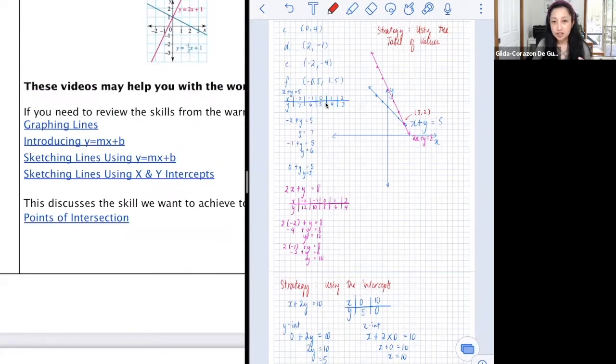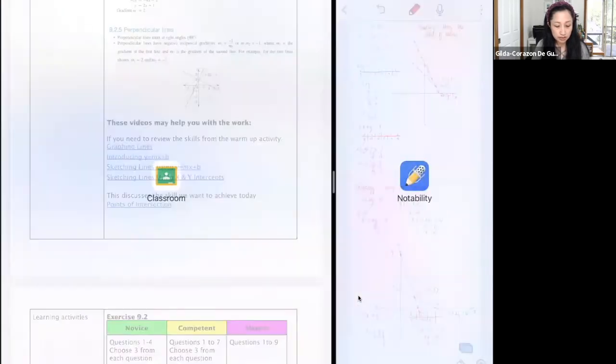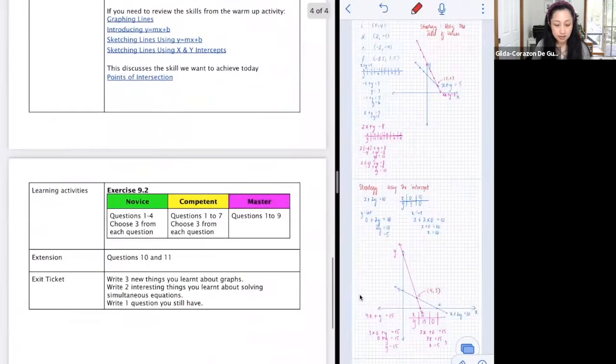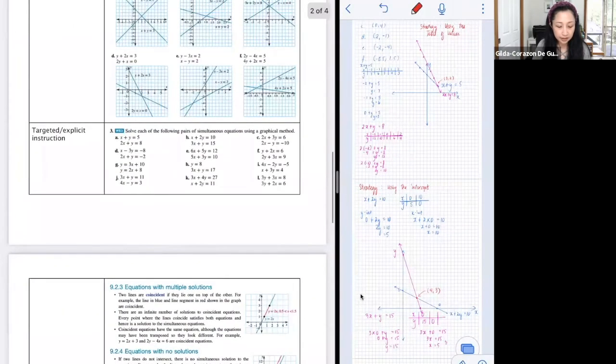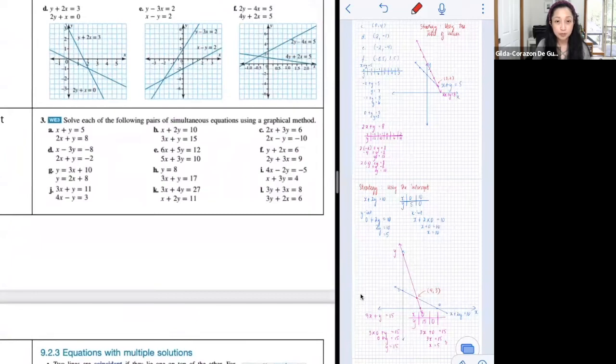Now, I would discourage you from using the table of values, okay? I would want you to be able to use the intercepts or the gradient-intercept form. Now, I would also want you to note that with using the x and y intercepts, some of them might not be useful, such as when your constants would be 0, okay? But looking at these ones here, all of them have constants, so you should be able to use that strategy for most of them.